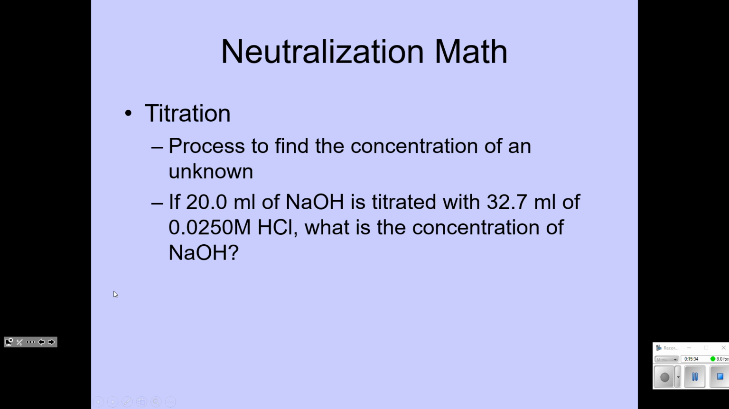Notice this problem here, 32.7 milliliters of 0.0250 molar HCl. So it gives you that concentration. If you know the volume of your flask underneath, 20 mL of NaOH, then when you reach that equivalence point, when the acid and the base have balanced each other out, you can do a little math to figure out what the concentration is. Again, that's typically what we'll do with titration. You need an indicator like phenolphthalein, if you remember going from clear to pink when we did that in Chem 1.